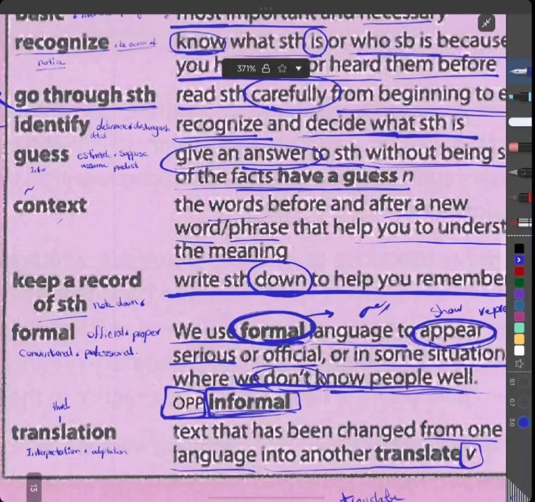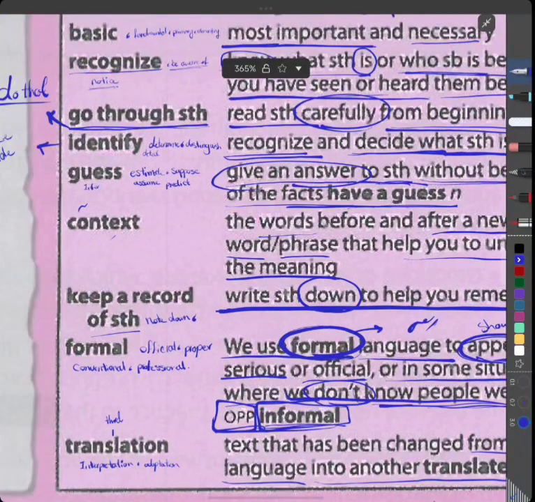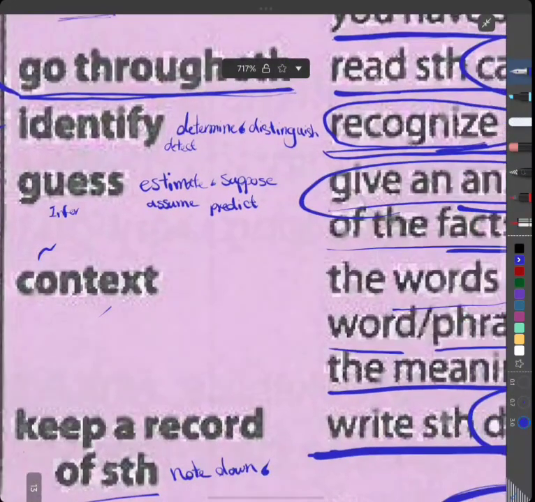Identify means recognize and decide what something is. Another synonym for identify is recognize, and another is decide. Other synonyms like determine, distinguish, or detect.